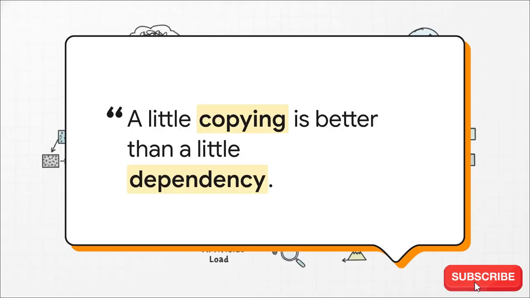And don't just take my word for it. Rob Pike, one of the creators of Go, famously said, "A little copying is better than a little dependency." Think about that. A few extra lines of code that you can see right there, all in one place, can be so much easier to read than some tangled, abstract dependency that makes you jump all over the codebase just to figure out what's going on.